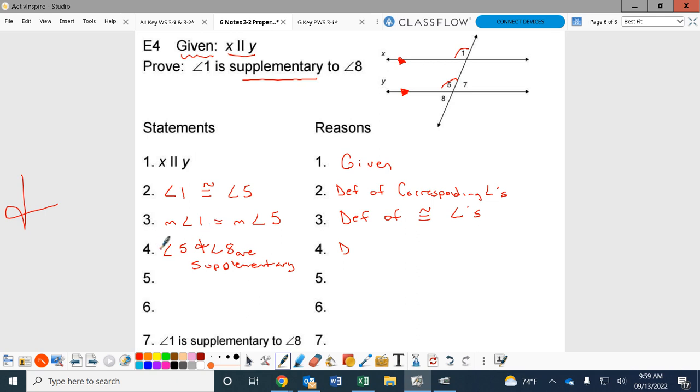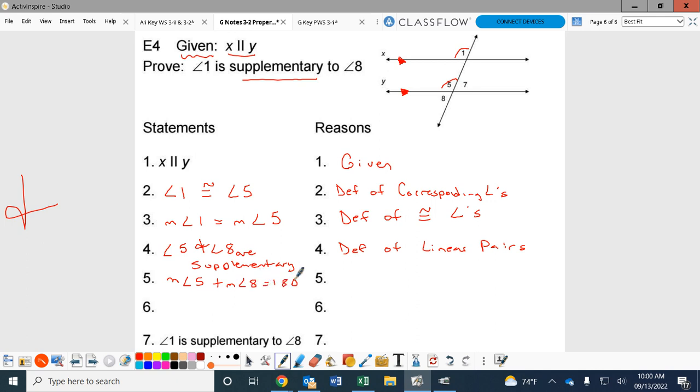Angle 5 and angle 8 are supplementary because of the definition of linear pairs. Definition of linear pairs, guys. And if they're supplementary, how much do they add up to? 180. So we can say that they add up to 180. The measure of angle 5 plus the measure of angle 8 equals 180.